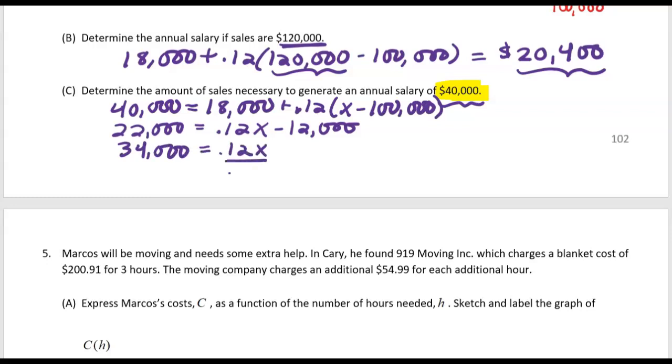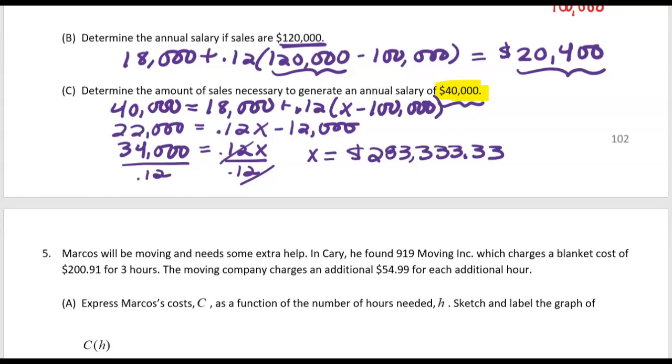And then I need to divide both sides by 0.12, and then punch that into the calculator, and you're going to get $283,333.33. All right, and you can just round to 2 decimal places since we are talking about money. So that is the amount of sales you would need to have this $40,000 income.